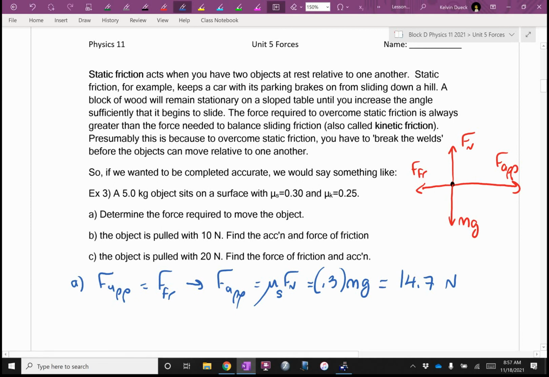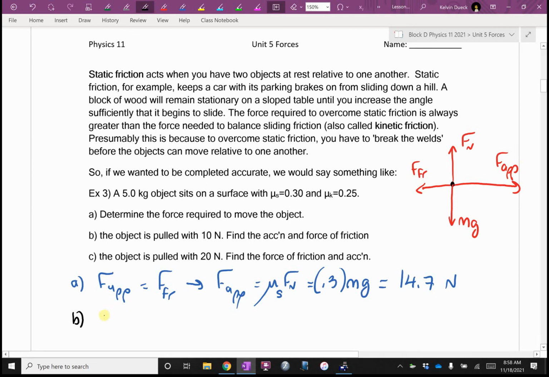How hard do I need to pull to get this to start to accelerate? Harder than that. What if I pull with 5 newtons? Will it accelerate? What if I pull with 6 newtons? Will it accelerate? Let's look at part B. In part B, how hard are we pulling? Is it going to accelerate? Nope.